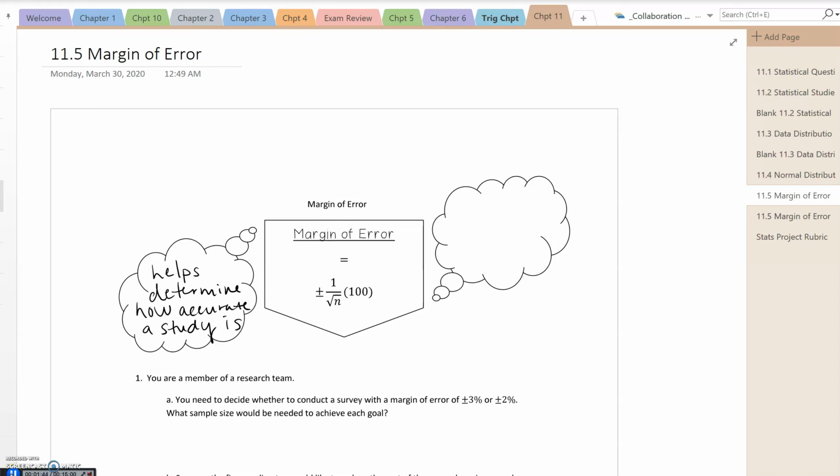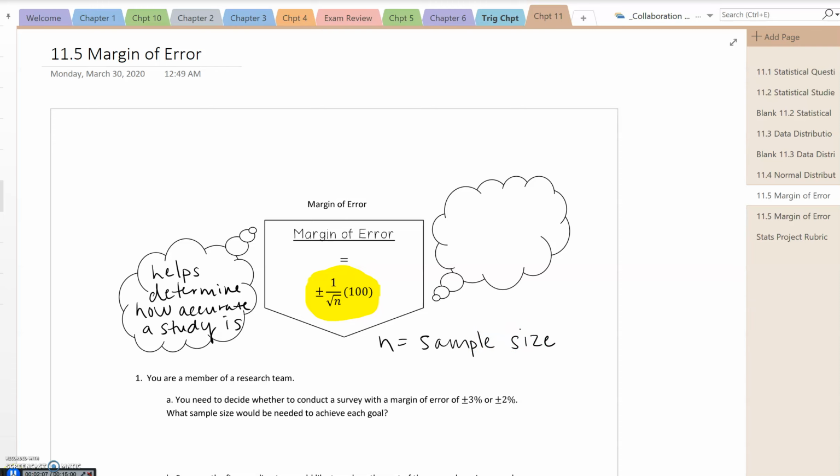When we talk about margin of error, we're going to use this formula. The formula we're using for margin of error is plus or minus 1 over the square root of n times 100. Now, n is our sample size. So for your stats project, your sample size is at least 20. Some of you might have more than 20.